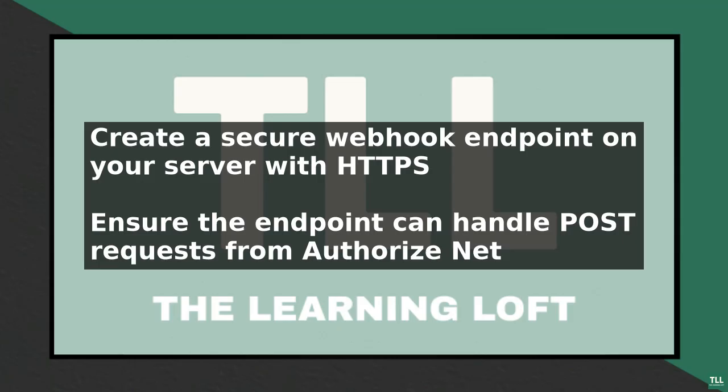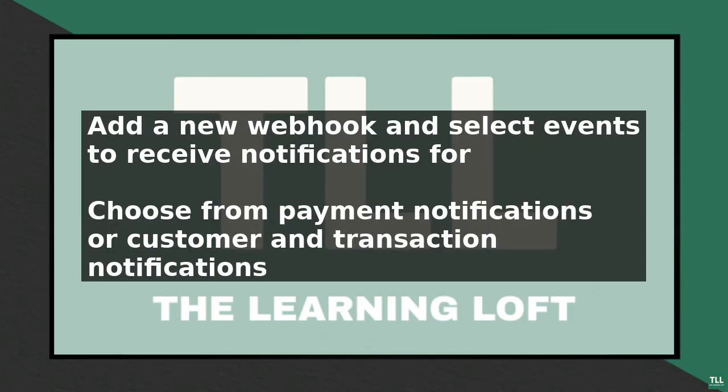After creating the webhook, Authorize Net will send a verification request to your endpoint to verify that it is working correctly. Your endpoint must respond with a 200 OK status code to confirm the verification. Once the webhook is verified, Authorize Net will start sending notifications to your endpoint.